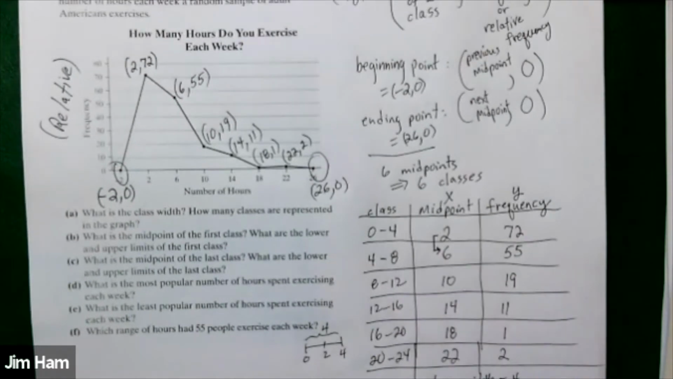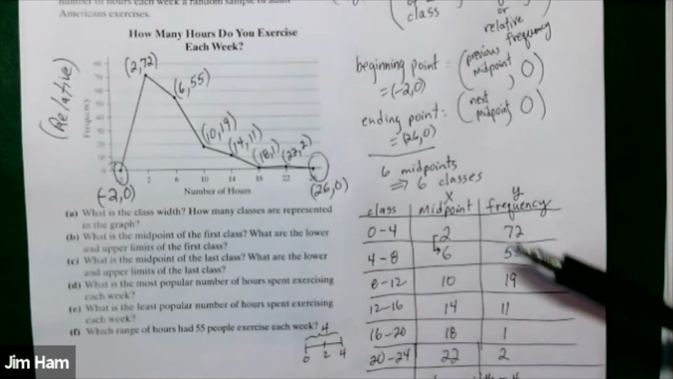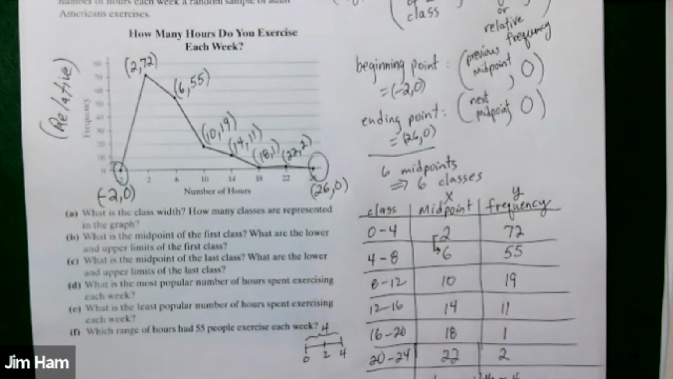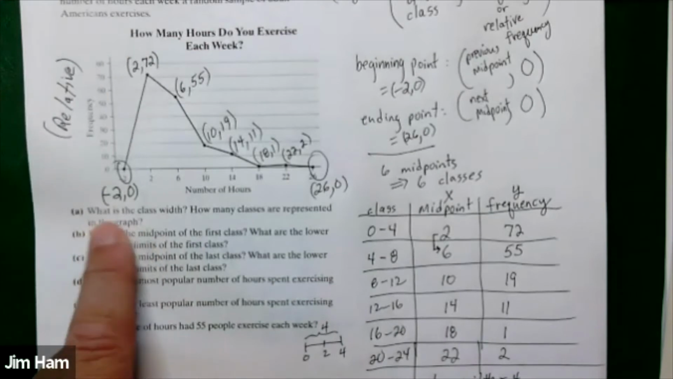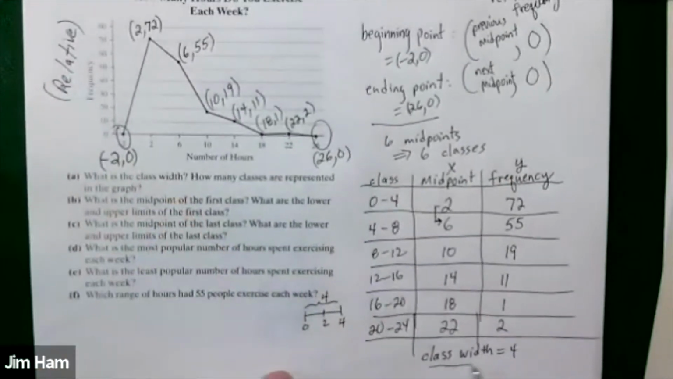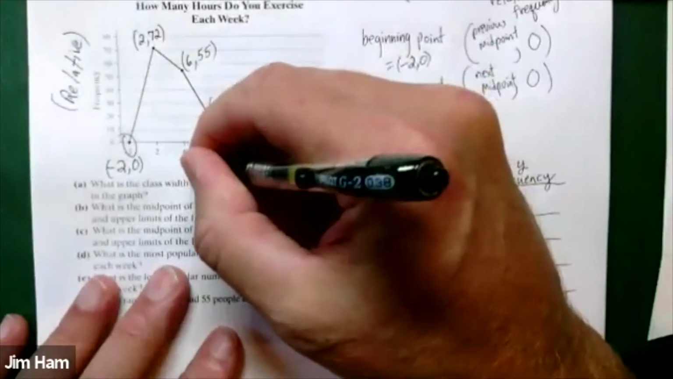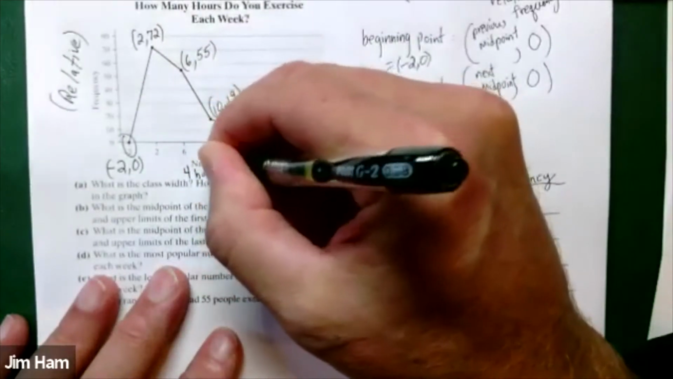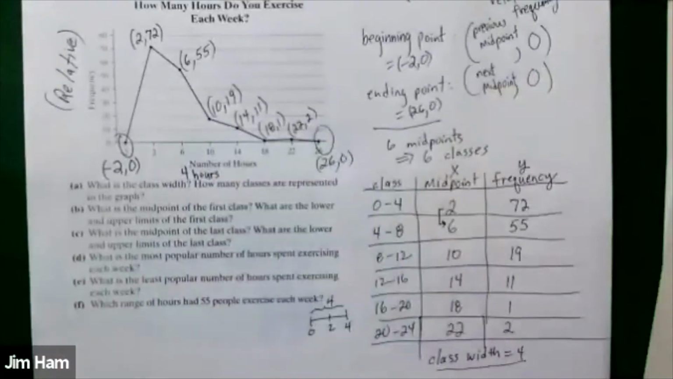So I would encourage you to write the frequency distribution, even if the problem doesn't call for it. And if you see this, you'll be able to go back to draw the frequency polygon. So let's go ahead and now answer the questions. We've already talked about A. What is the class width? And we've identified it down here. So the class width is 4. The unit is hours. 4 hours.